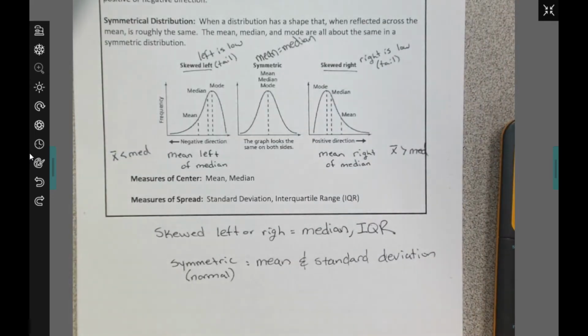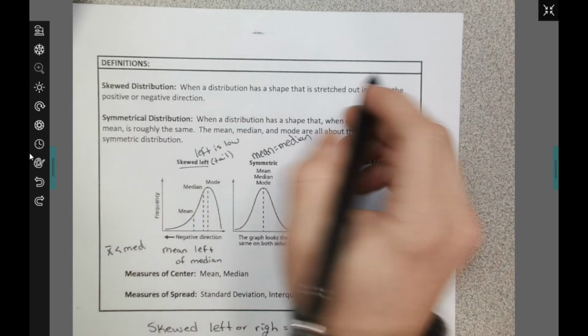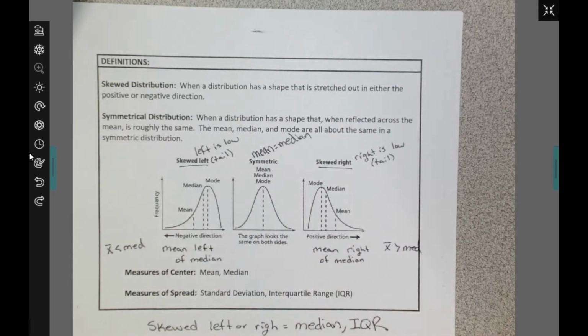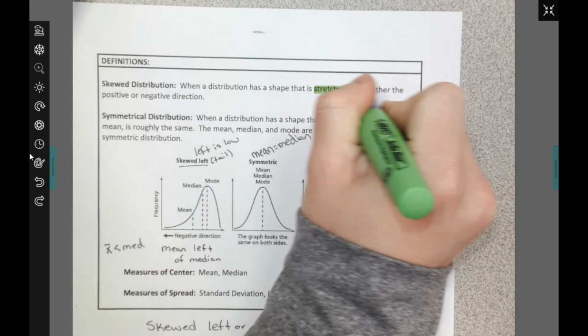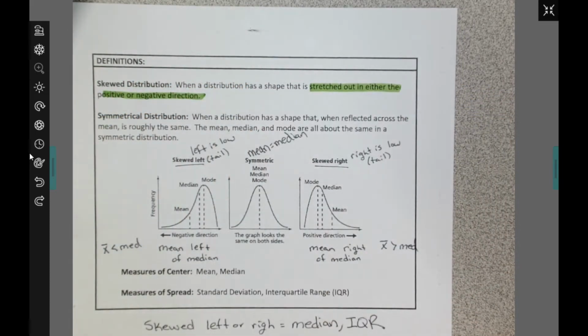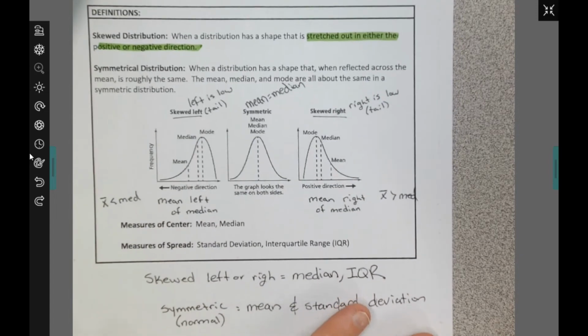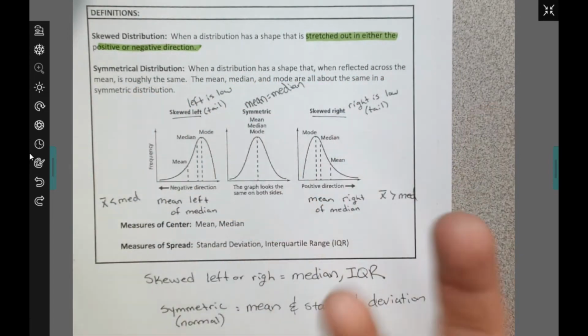And for that, we're going to look at some definitions. So when you look at data distribution, more times than not, we could have a skewed distribution. And by definition, a skewed distribution is when it's stretched out in either the positive or negative direction. Okay, so we're stretched out in one direction. So you look at your 3 pictures down here. And then symmetrical, obviously, is when the distribution has a shape that is symmetrical. Okay, it's roughly the same.